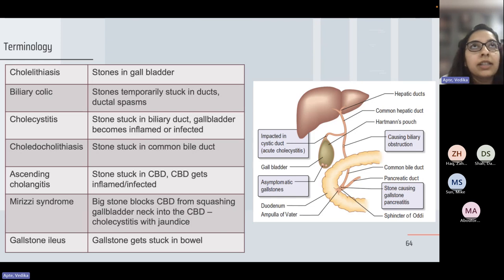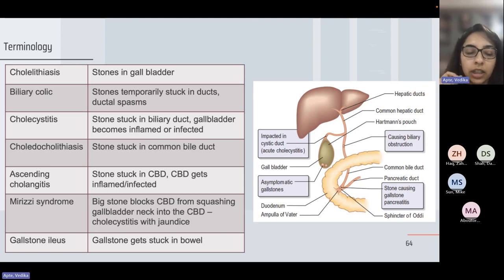Merizzi syndrome, this is kind of hard to picture because it can look very similar to ascending cholangitis in terms of its presentation, but it's different in the sense that the stone actually still blocks, is stuck in the cystic duct, but it's so big that it presses on the common bile duct as well. And hence you end up with cholecystitis with jaundice, which would make you think ascending cholangitis as well.